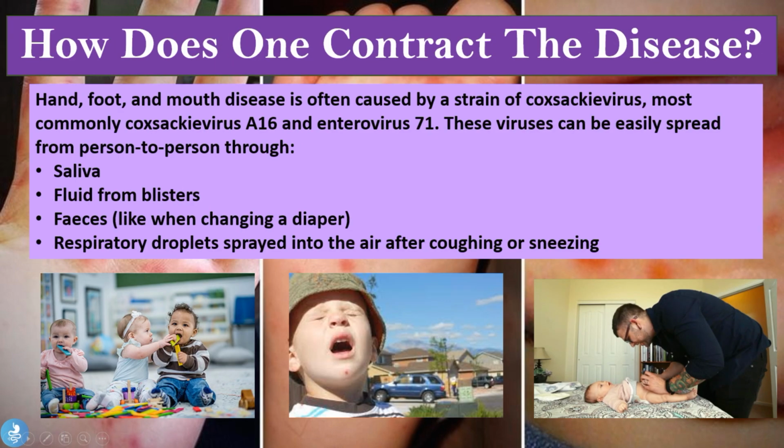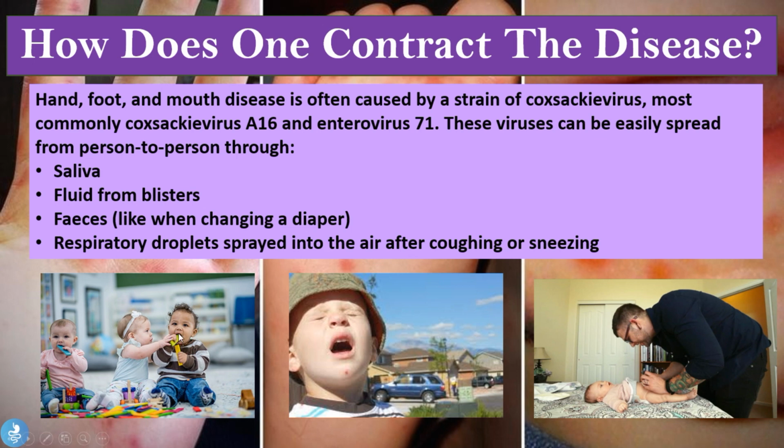So hand, foot, and mouth disease is often caused by a strain of Coxsackie virus, most commonly Coxsackie virus A16 and the enterovirus 71. So these viruses can easily be spread from person to person through saliva, fluid from the blisters of the sores, in the feces of the infected patients, like when someone changes their diaper, or even in the respiratory droplets which are sprayed into the air after they sneeze or cough. So as we can see, these are the various ways in which the virus can be spread.